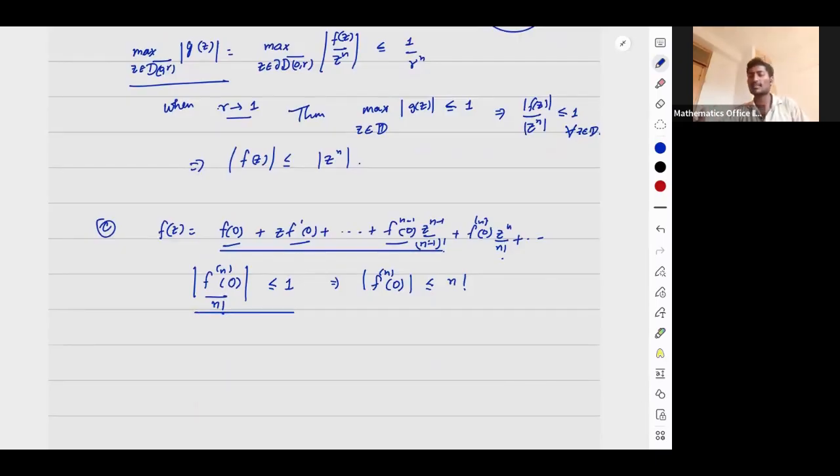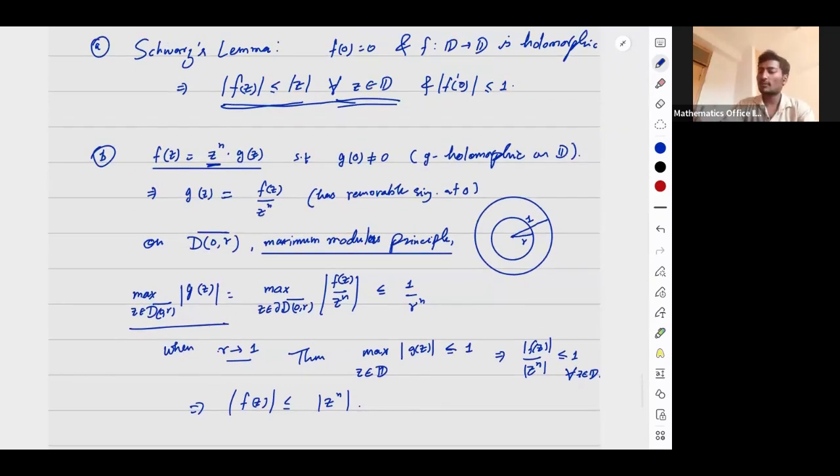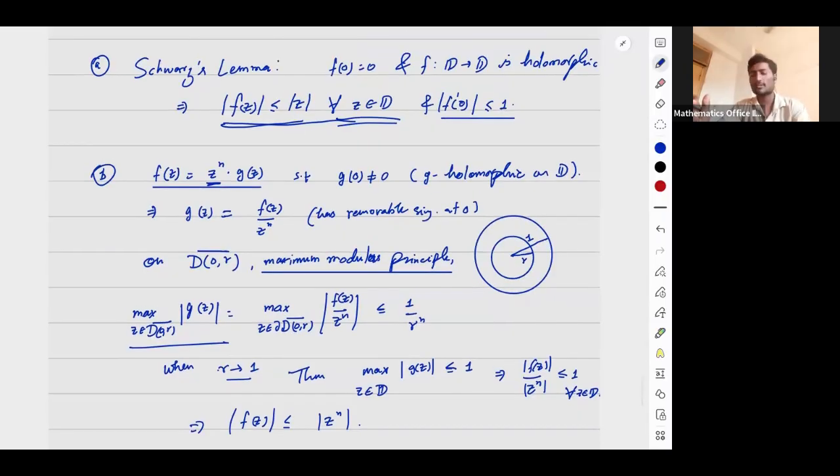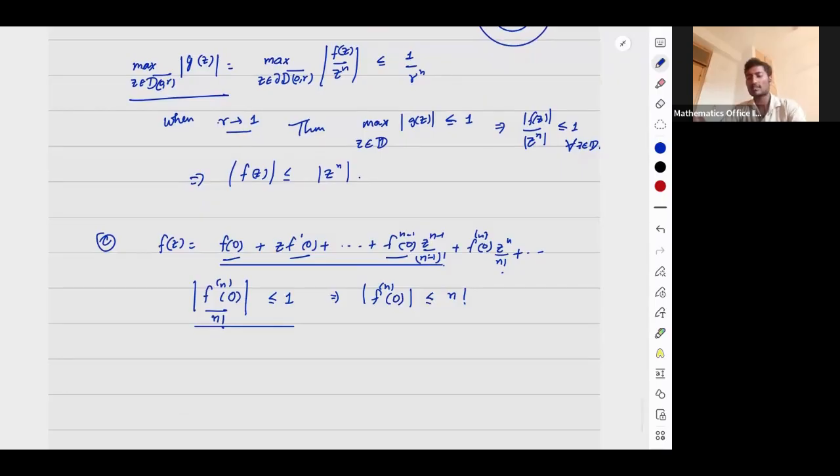Now I have directly written why this modulus is less than or equal to 1. How can we see exactly what is happening here? Why is the first non-zero coefficient bounded by 1? Again, the situation is the same. There we were talking about the first non-zero coefficient, which is f prime 0. Here it is the nth. So what is the proof for that?